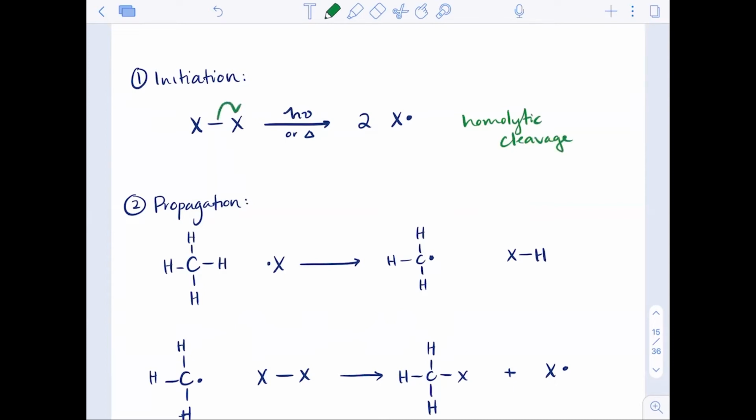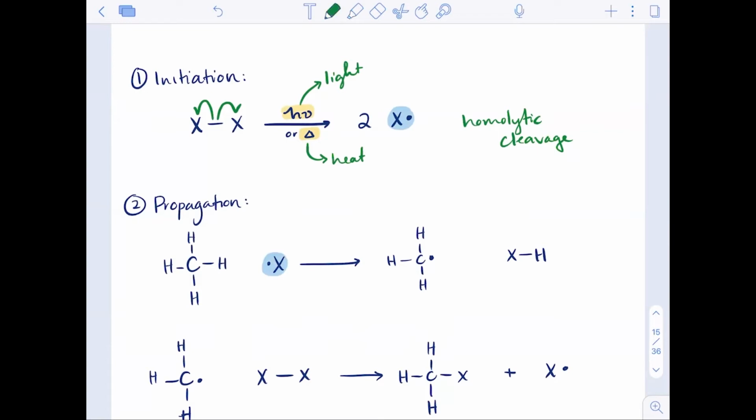We'll see that the halogen bond, X2, is going to homolytically break. We do need heat or light, either one. HV is light. If you imagine energy equals H nu, delta is heat. We need one of these. They are our radical initiators. So X2 will not just homolytically cleave without a specific H nu, light, or delta, heat. Once we make that radical, we can go straight to our propagation steps.